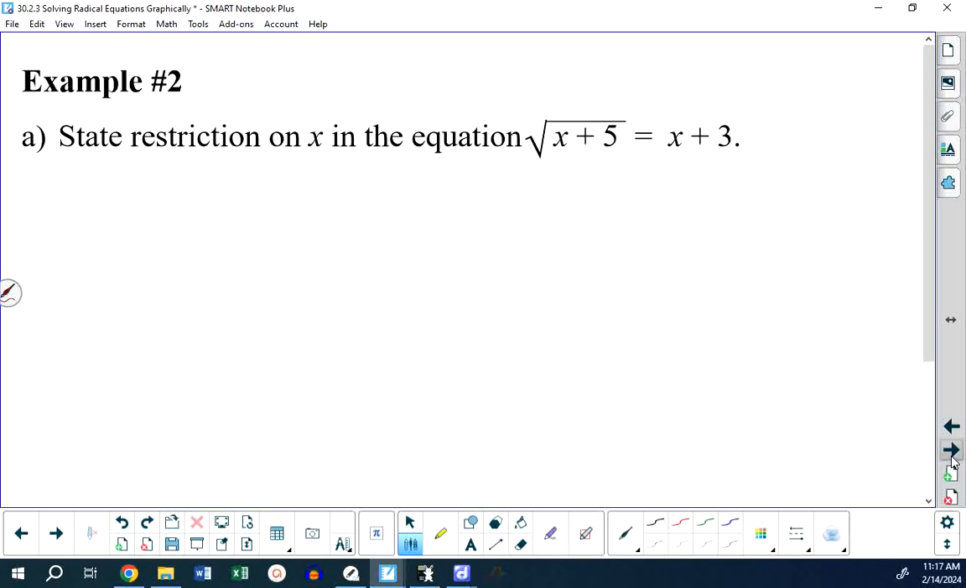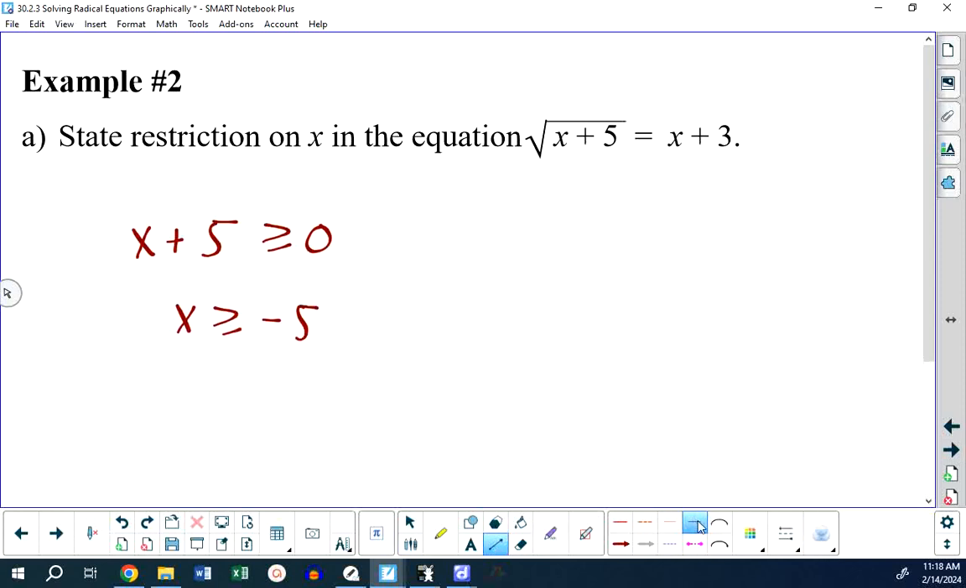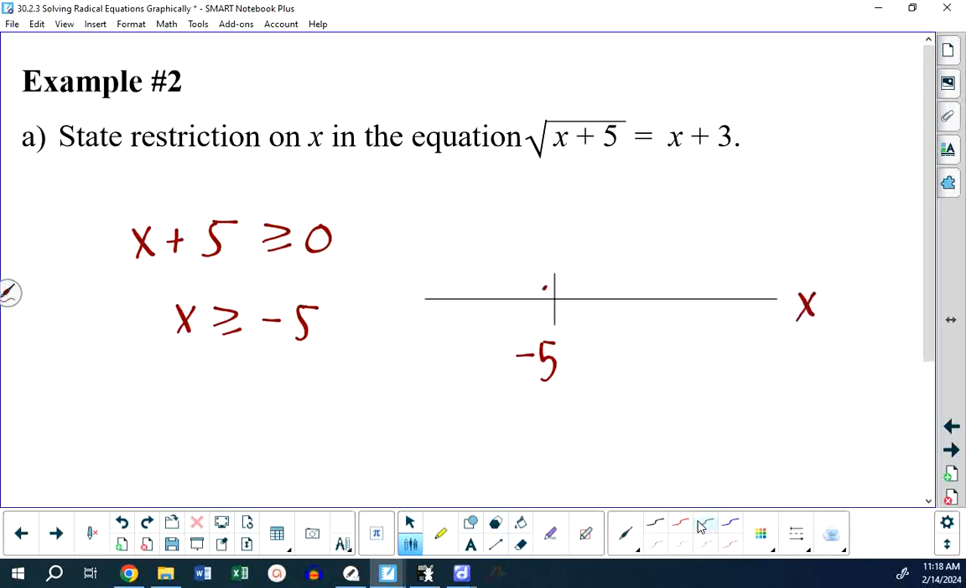What is the restriction on x in this equation? Well, x plus 5 must be greater than or equal to 0, otherwise you're left with the task of taking the square root of a negative, and that's not allowed. You can't do it. Which means x is greater than or equal to -5. Numerically speaking, what that means is if you locate -5 on a number line for x, you're saying x is allowed to be this number or greater than it.